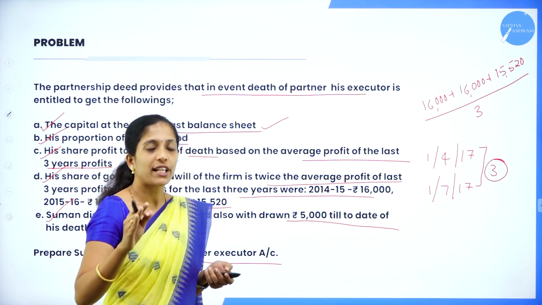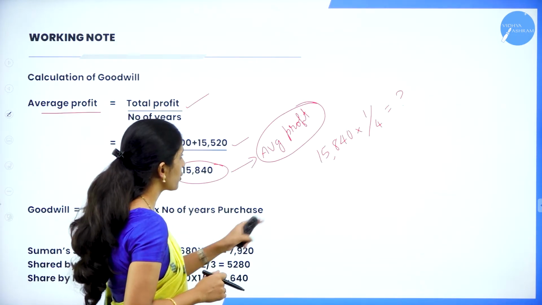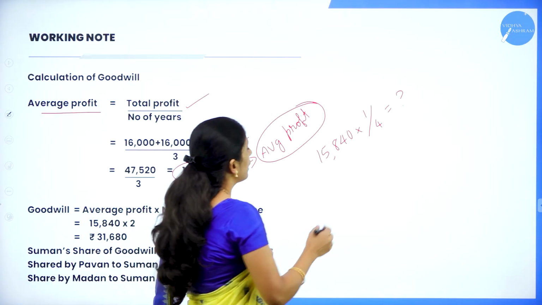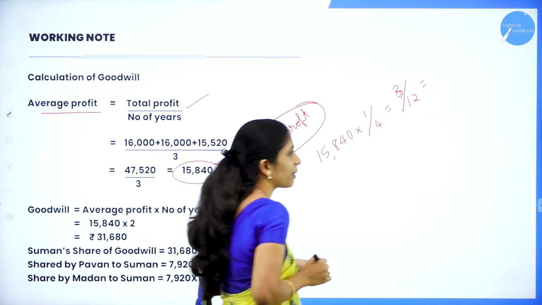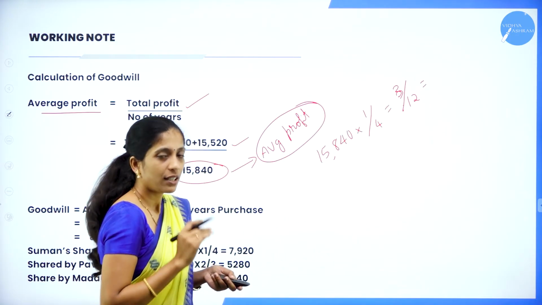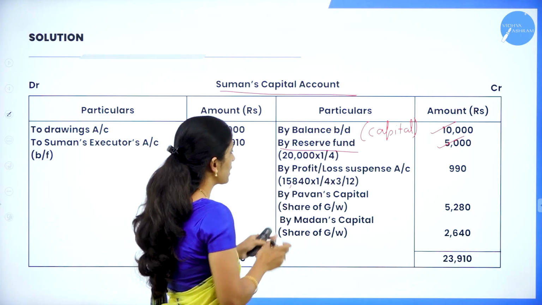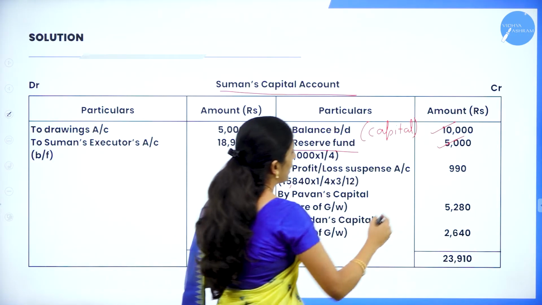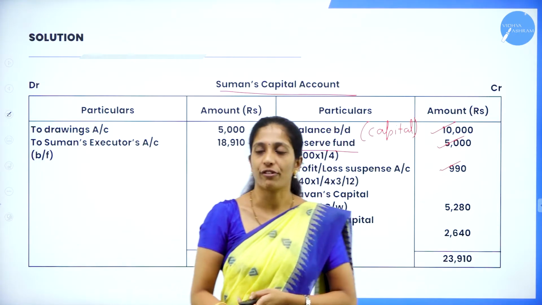So profit they have clearly told it has to be calculated on average profit. So what was the average profit? 15,840 into 1 by 4 into for how many months she was there in the business? That is 3 months. 3 by 12. So that will be transferred to profit and loss suspense account. So by profit and loss suspense account, 15,840 into 1 by 4 into 3 by 12 will get 990. So this is her share of profit.